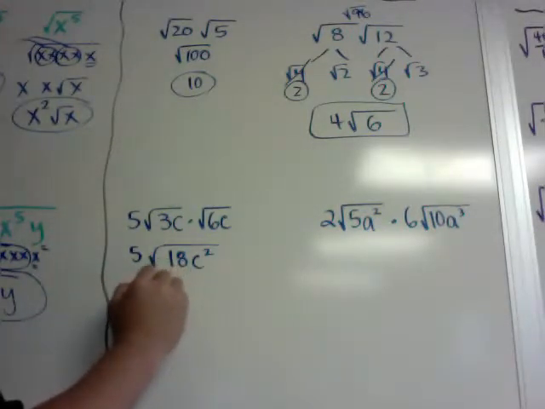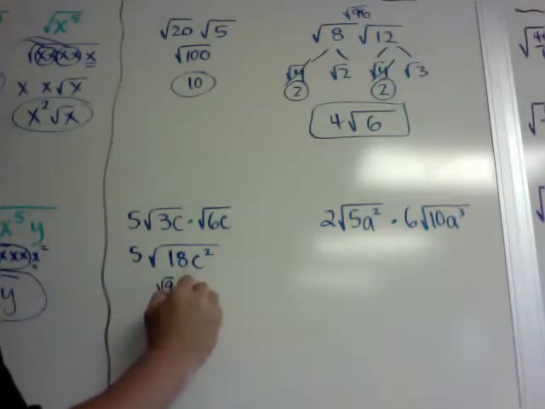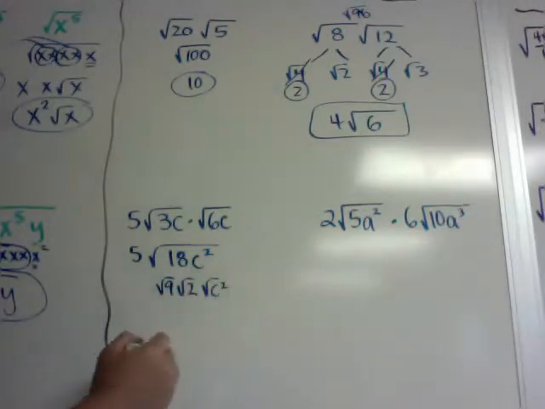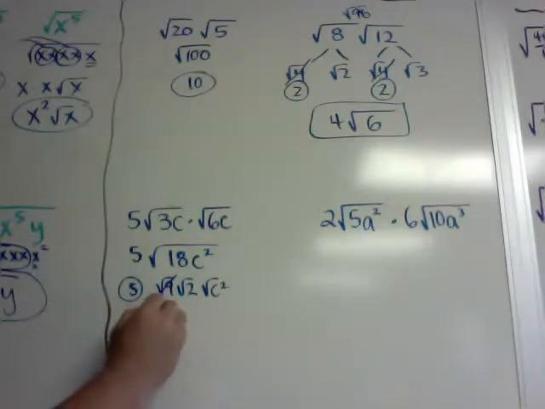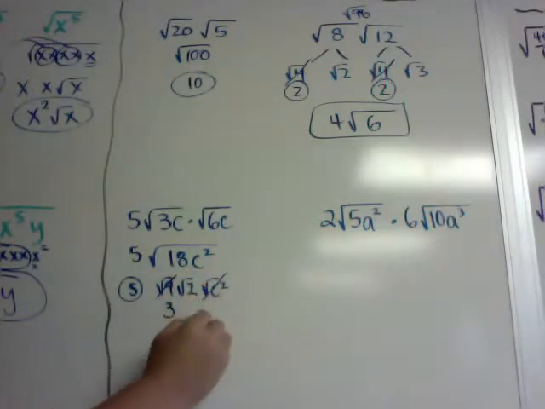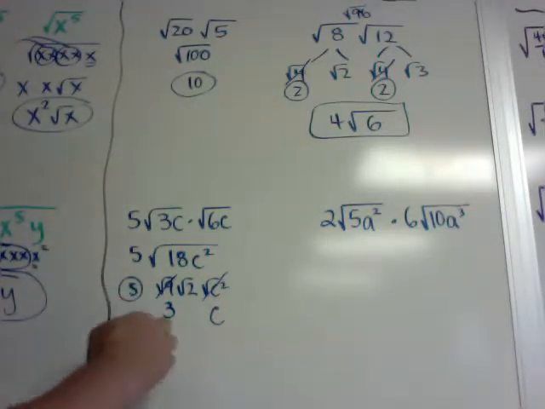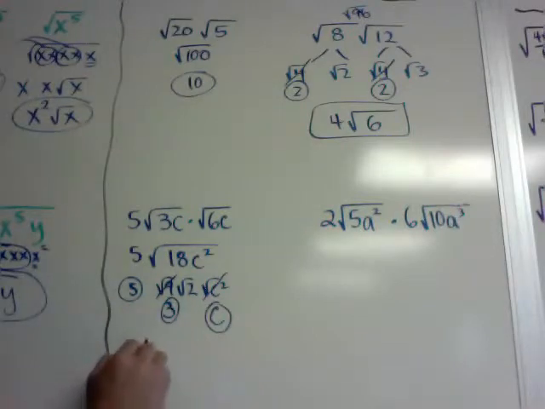18 becomes 9 and 2, and the c squared can just go by itself. So this becomes a, and don't forget the 5 out here, this becomes a 3. Radical c squared can become a c, and you're left with the radical 2. So when I multiply all these out, I get 5 times 3 times c, which is 15c, and I leave the radical 2 underneath by itself.